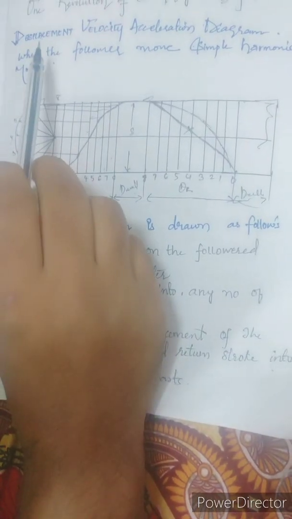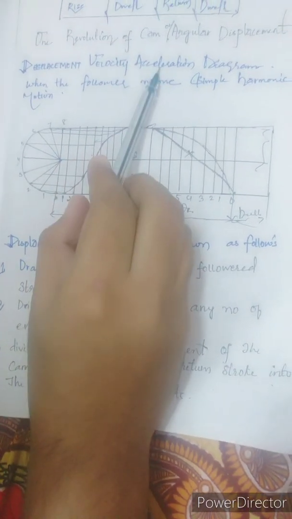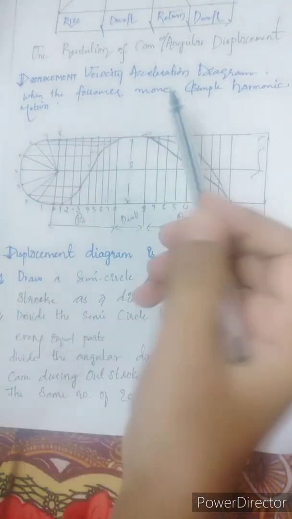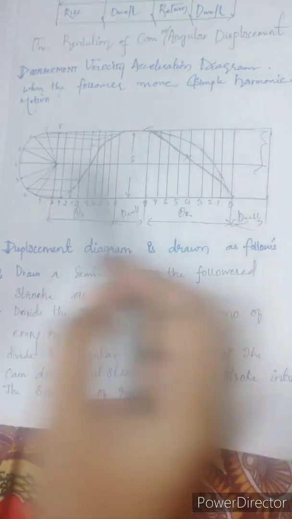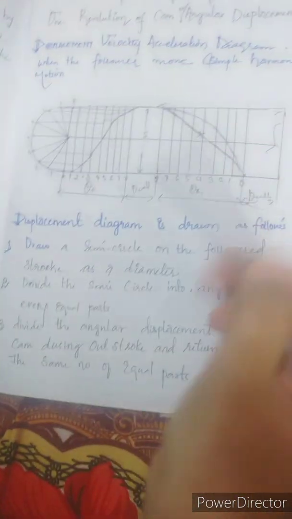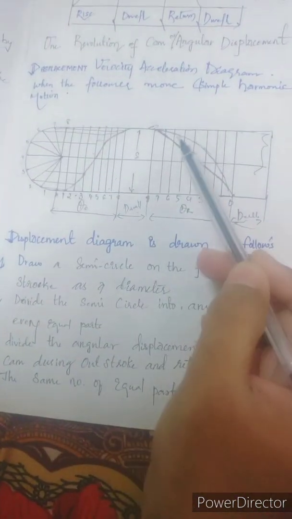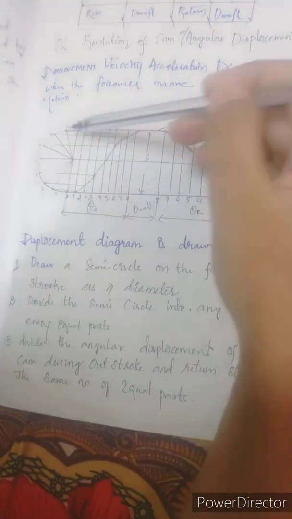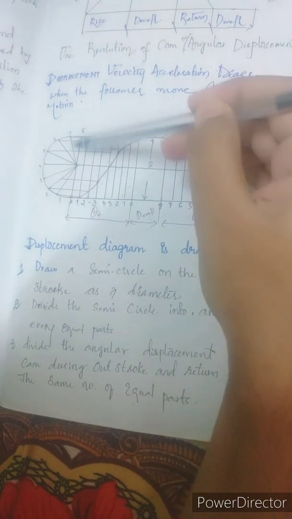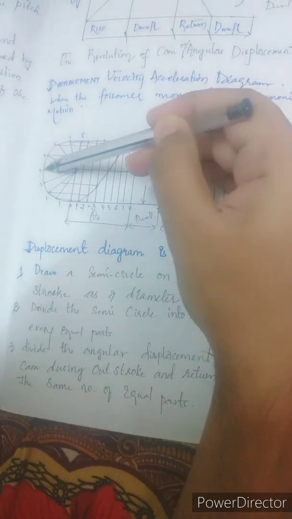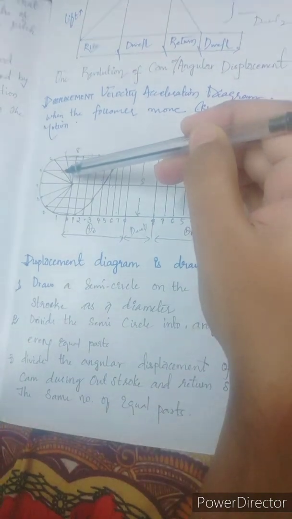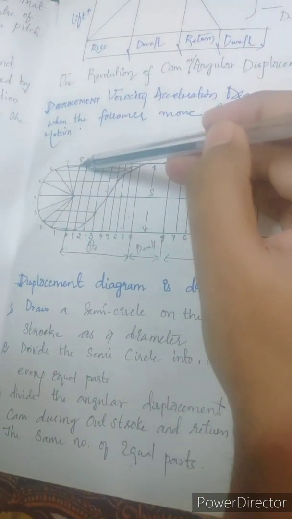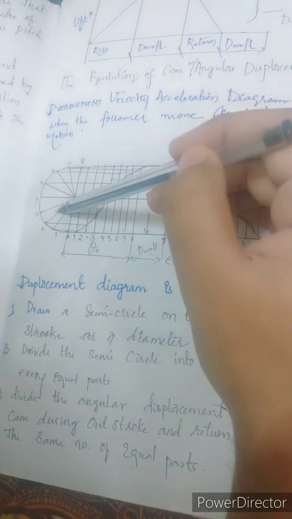Now we are going to deal with the displacement, velocity and acceleration diagram when the follower moves with simple harmonic motion. With respect to this, we will see how the diagram looks and how to draw it. Draw a semicircle on the follower. Here it is, the semicircle, and you have to divide this into 6 parts. For a better diagram you can also convert it into 8 parts.